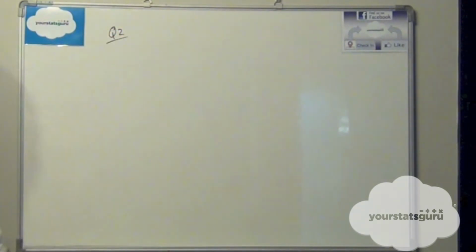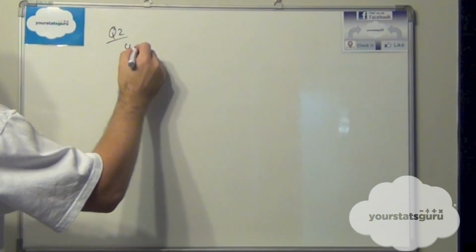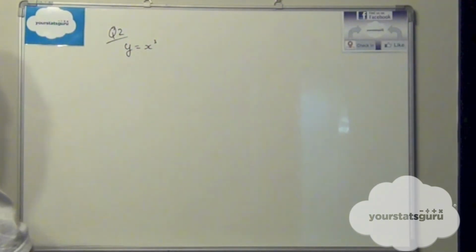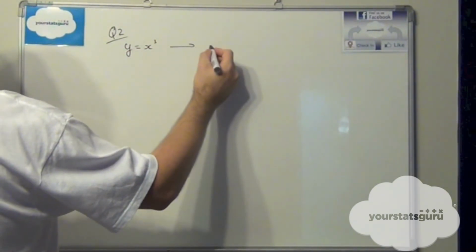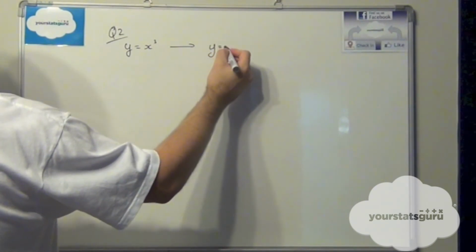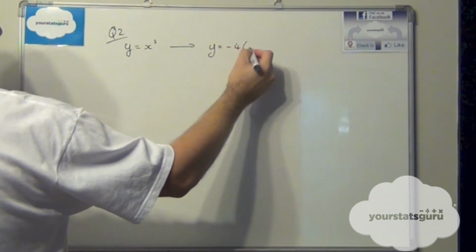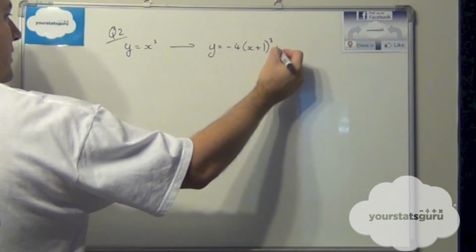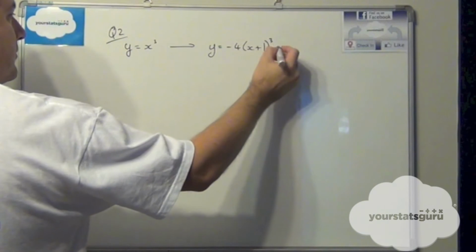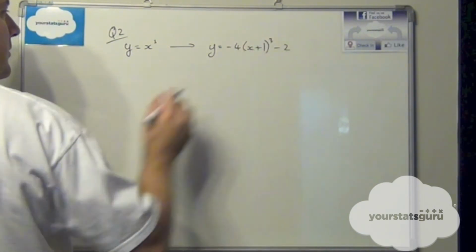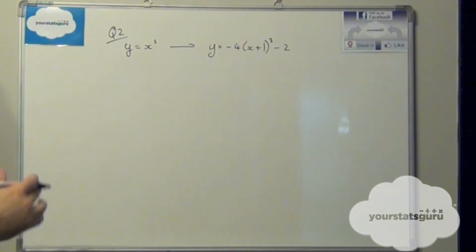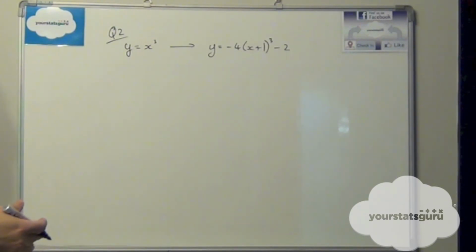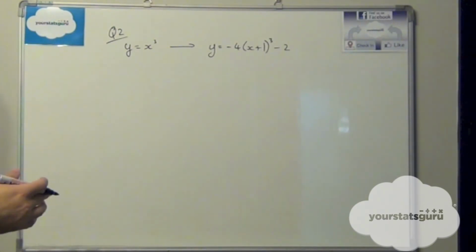Question 2. In this question we've been told we have the graph y equals x cubed that has been transformed into y is equal to negative 4 outside of (x plus 1) cubed minus 2. Now, we're asked to describe what's happened to this graph in terms of a sequence of transformations.